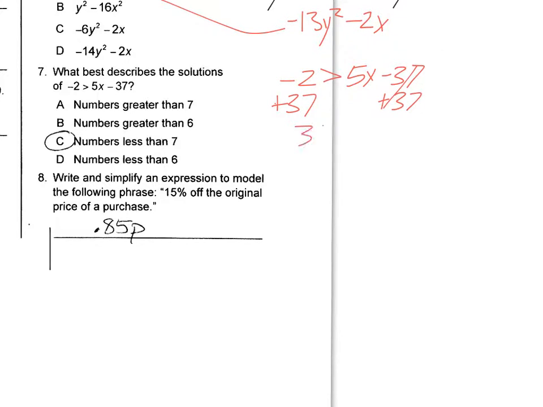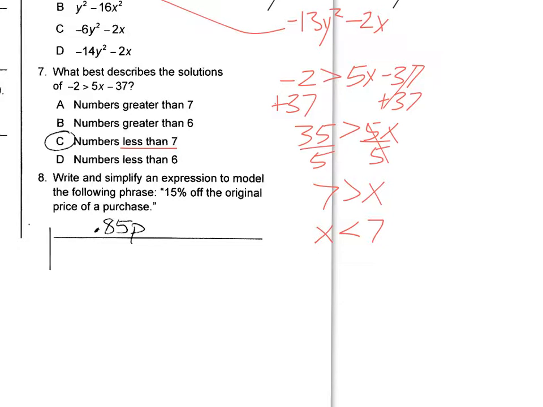So that's 35 is greater than 5x. Divide by 5 and we get 7 is greater than x. I'm going to rewrite it so that my variable's on the left. So if I switch it all around, then I read that x is less than 7, which is C.